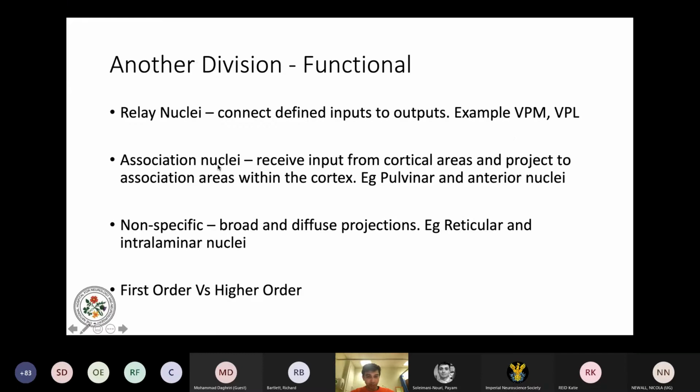Some of the nuclei are association nuclei. They receive inputs from cortical areas and project to association areas of the cortex. Again, the inputs and outputs here are a bit more vague, and the function is a bit more vague, as you'll see a bit later on.